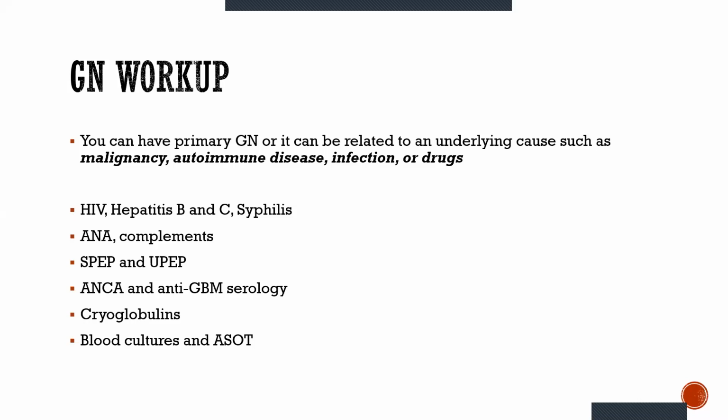This is the panel I usually send off for a patient I'm concerned about, and often a kidney biopsy as well. It screens for some of the causes, infections that are associated with GN, and then lupus, amyloid and myeloma screening, ANCA and Goodpasture screening, and cryoglobulins, which can be associated with a number of things, including hepatitis, autoimmune conditions, and so on. And then blood cultures in the right patient, because as we said, endocarditis can cause a GN.